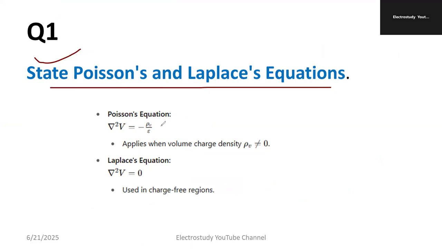So you should have a good idea about the equation. So del square V is equal to minus rho V divided by epsilon. You also have to specify conditions: rho V not equal to 0. Then with respect to the Laplace equation, del square V is equal to 0. It is mainly used for a charge-free region. So you have to talk about Poisson's equation and Laplace equation in detail. If you want, you can add a few more equations and a slight derivation also can be added. Okay. So this is one of the important questions which I observed from the previous year questions.